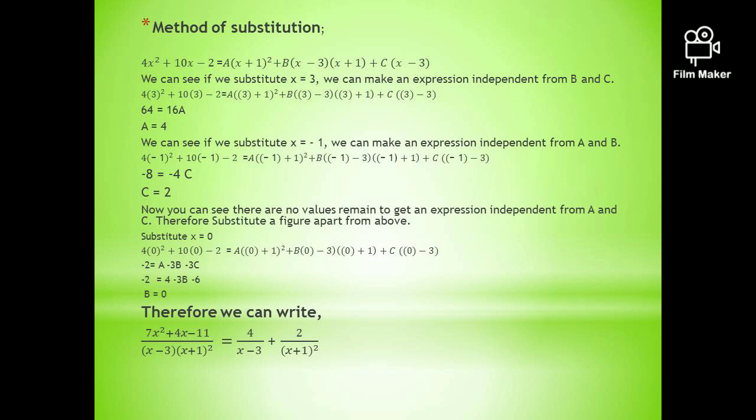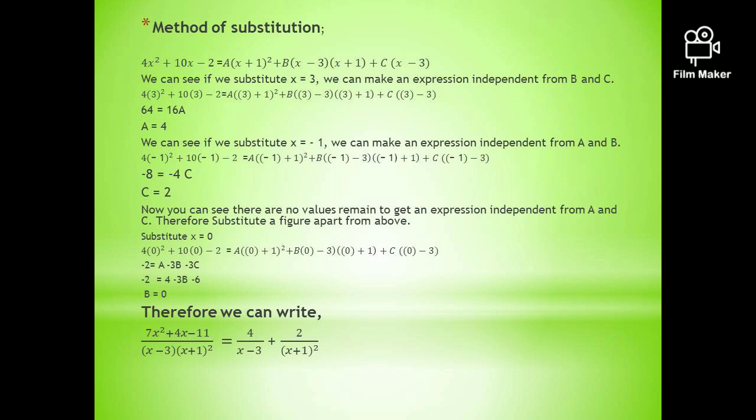So since B equals 0, you can simply cancel out B over x plus 1. Therefore, if you do this simplification, you will obtain the answer: 7x squared plus 4x minus 11 over (x minus 3)(x plus 1) squared equals 4 over x minus 3 plus 2 over (x plus 1) squared. Therefore, the term B over x plus 1 gets canceled.